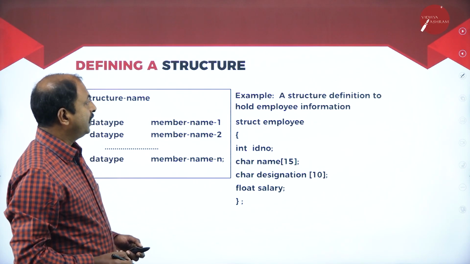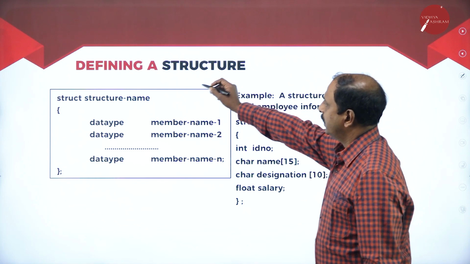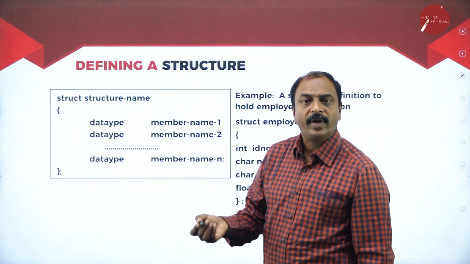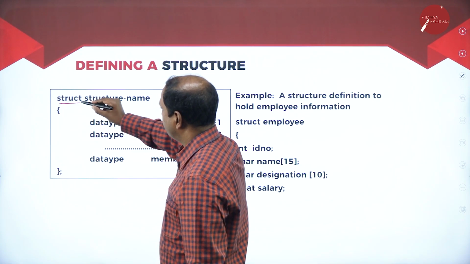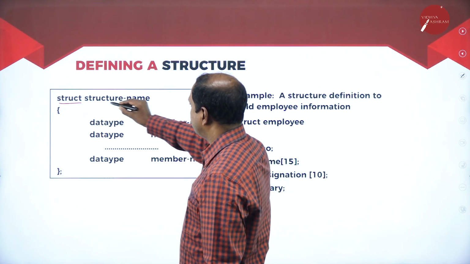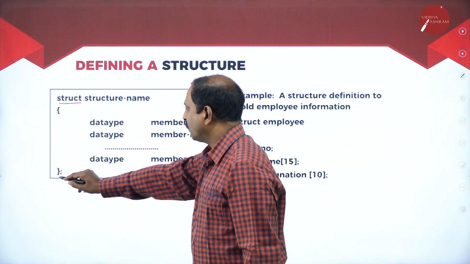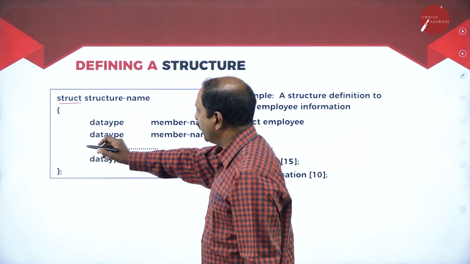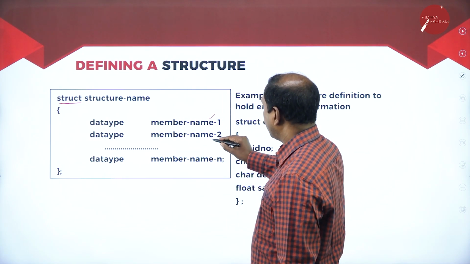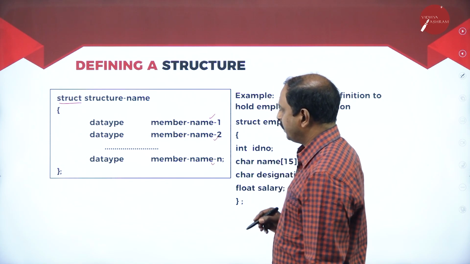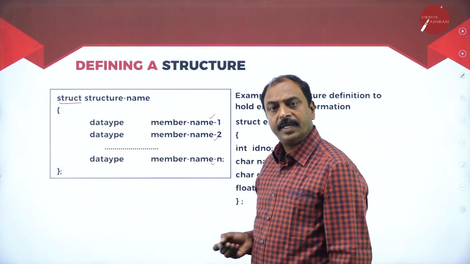Now how do we define a structure? Here the syntax is: struct is a reserved word, followed by the structure name. Open the bracket, and close the bracket with semicolon, and inside this we can have data members. We can have n number of data members, of the same data type or different data types.